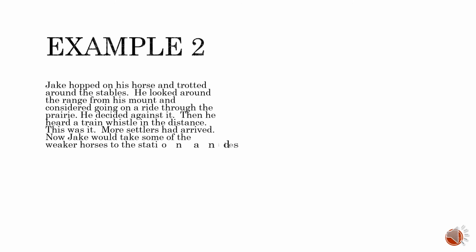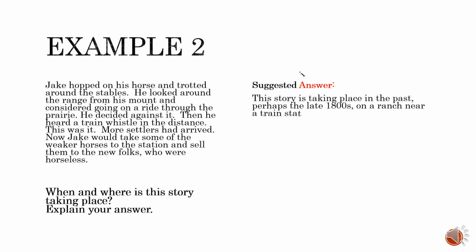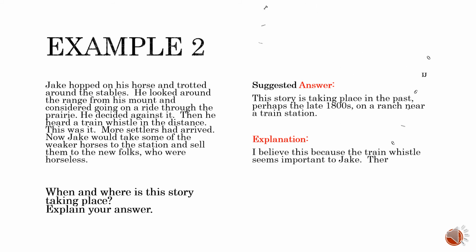Now Jake would take some of the weaker horses to the station and sell them to the new folks who were horseless. Now, you ask yourself, when and where is the story taking place? Your answer might be, this story is taking place in the past, perhaps the late 1800s, on a ranch near a train station. You can say, to explain your answer, I believe this because the train whistle seems important to Jake. There are no cars and Jake is selling horses.